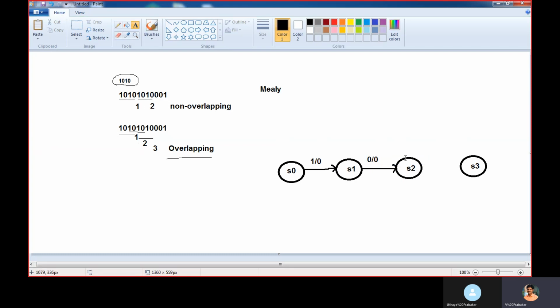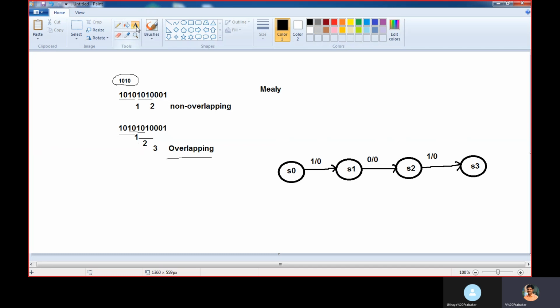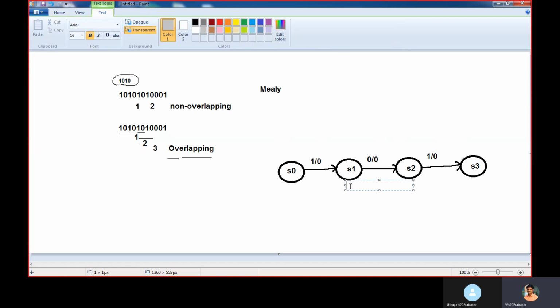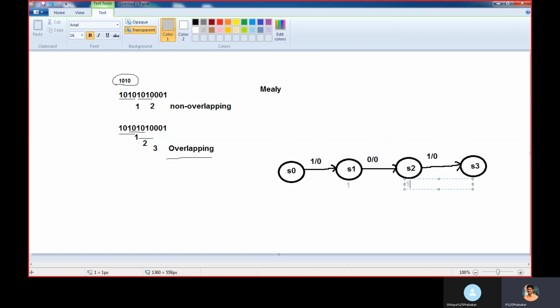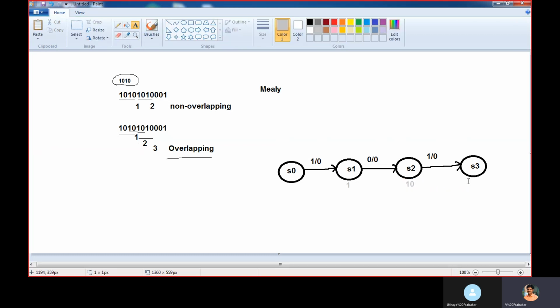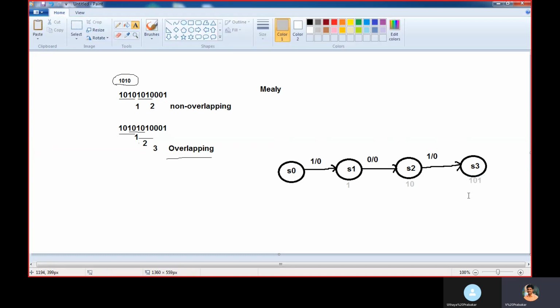Then we are receiving the third input 1. Assume that we are in S2 state. When the input is 1, we need to move from S2 to S3. At the time output is 0. Here I write the values, just for understanding purpose. If I receive 1 as an input, I will be in this state. When I receive 1, 0, I will be in this state. When I receive 1, 0, 1, now I will be in S3 state.